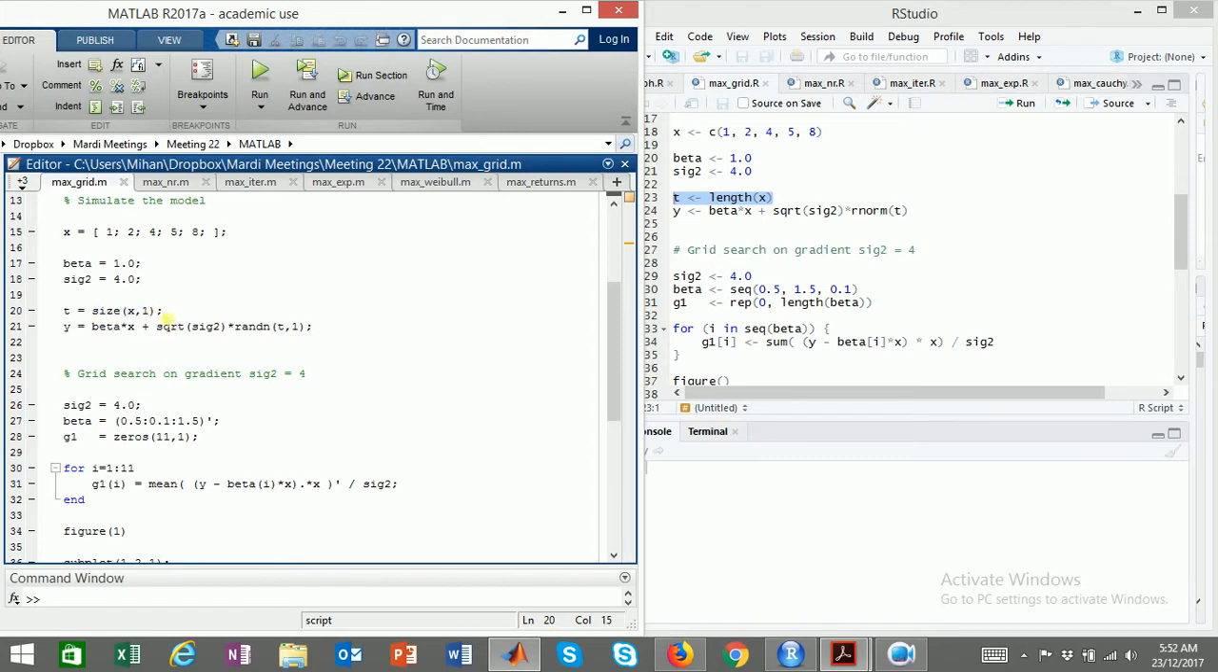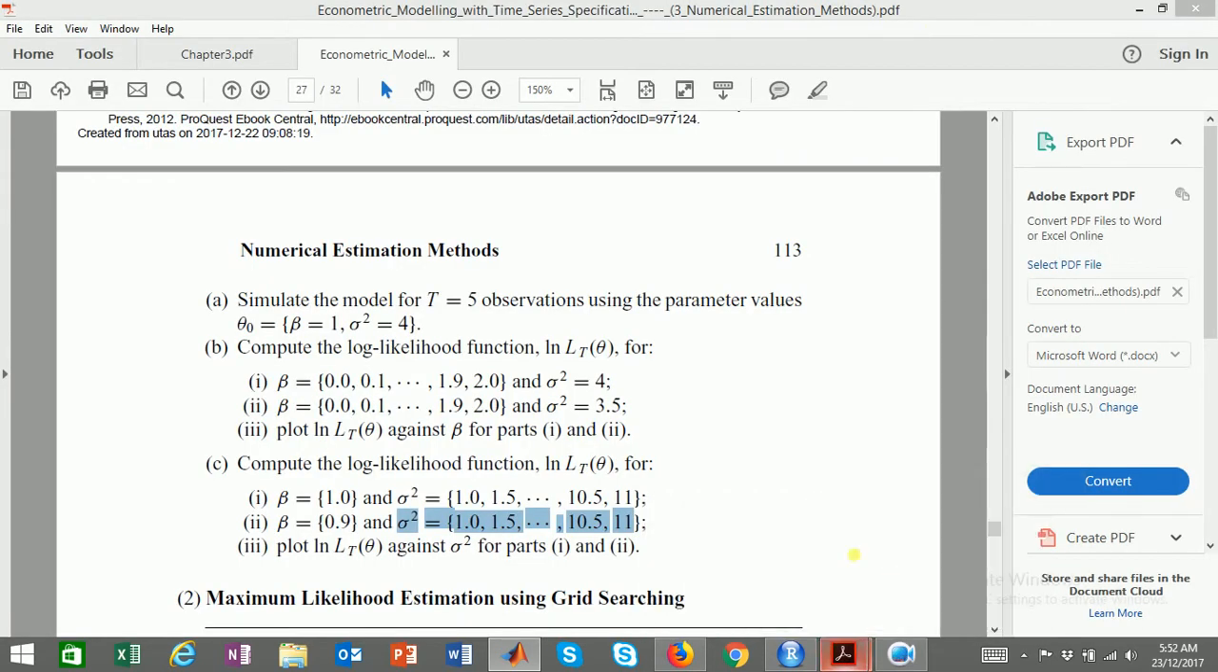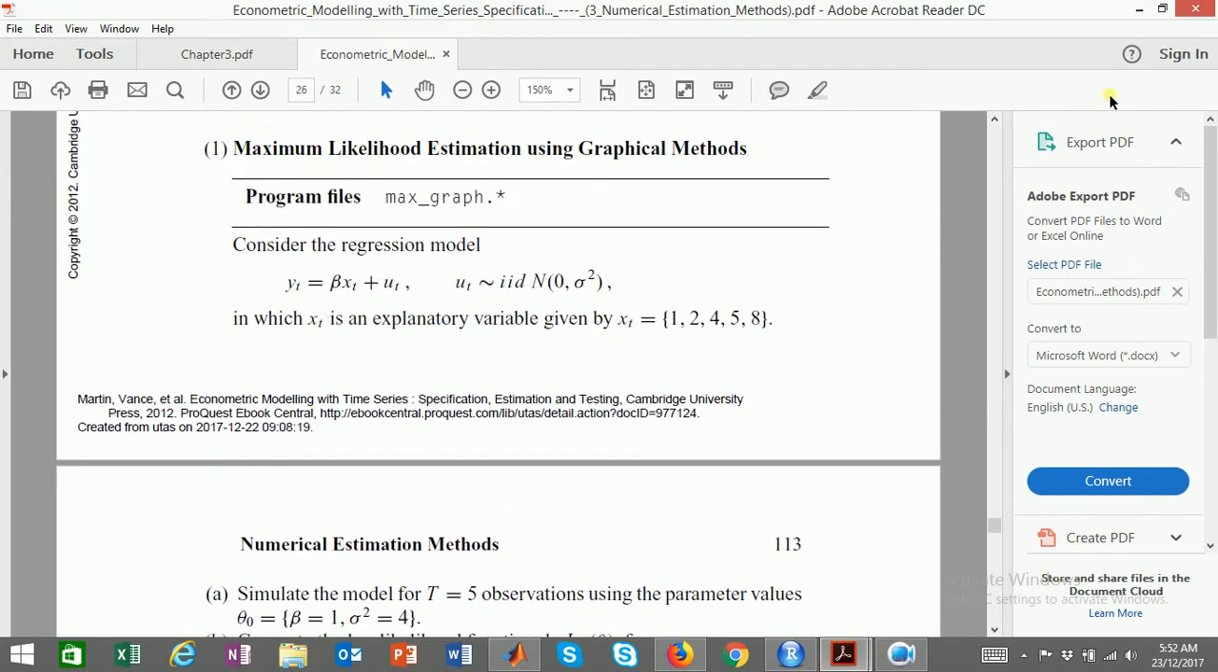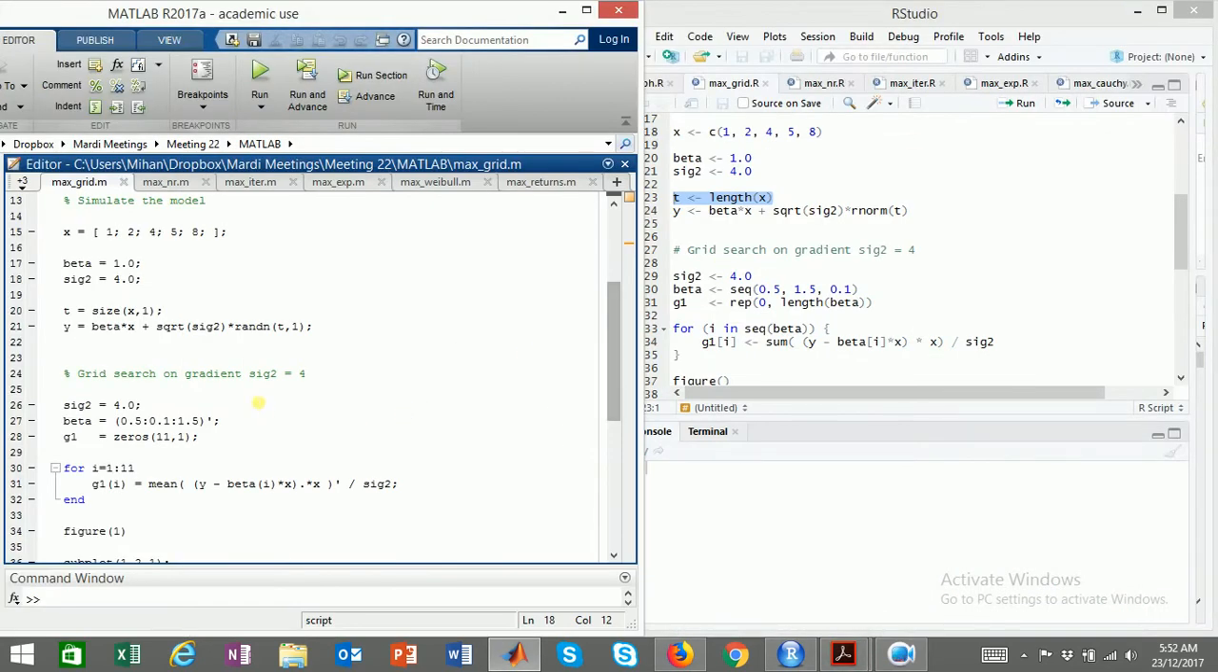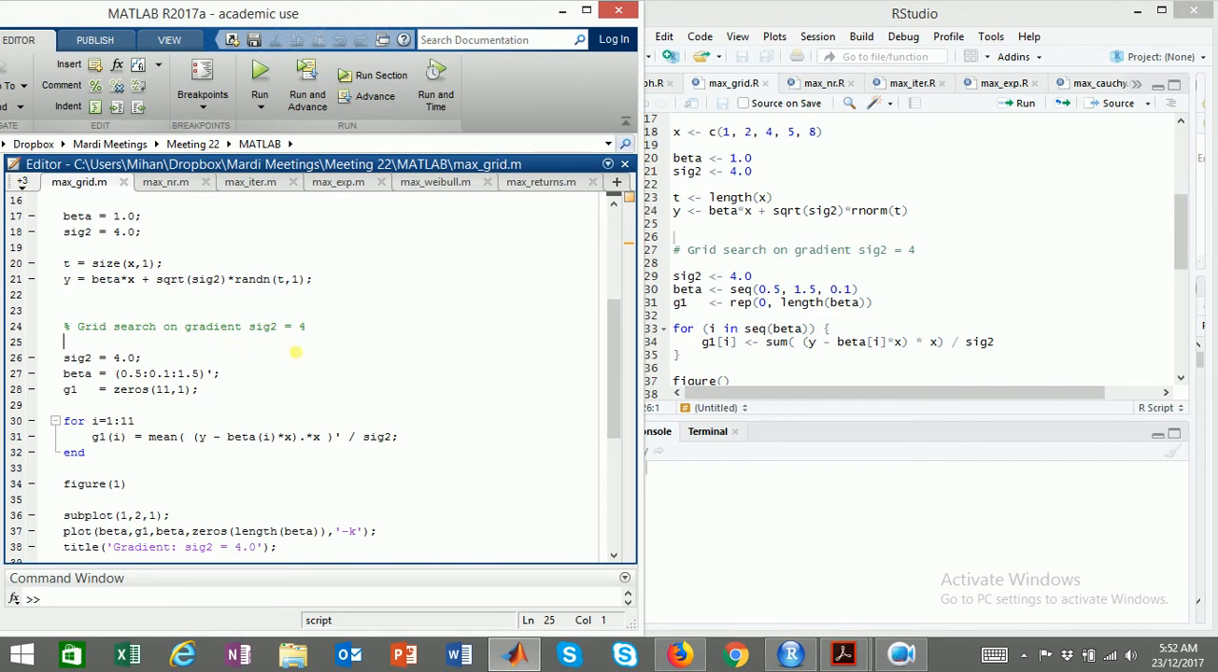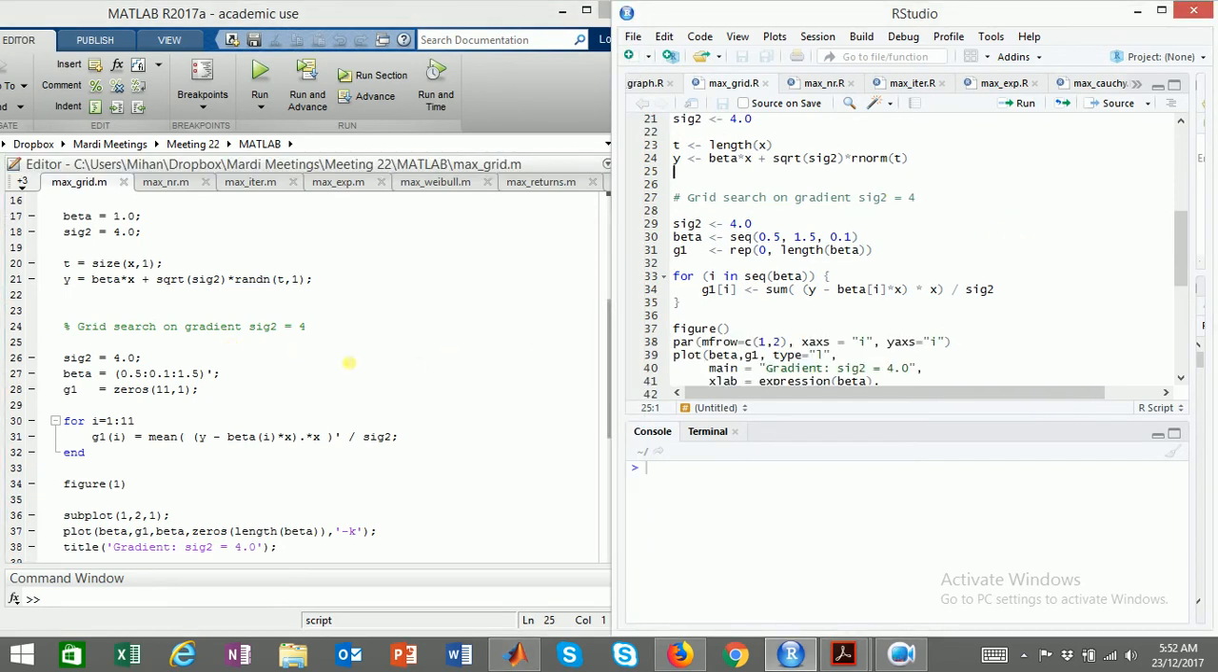Now here size x 1 means it is taking the columns. Remember, with the size function, interestingly, the first number, 1, is column, not rows. If we pass 2, then it will look for the size of the rows. And then the general equation, which we have already discussed, beta xt plus ut, so beta xt plus square root of sigma square. Passing in the equation, we're grid searching on the gradient with the given sigma value.